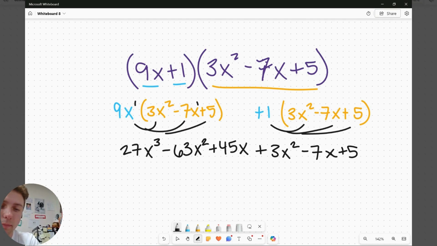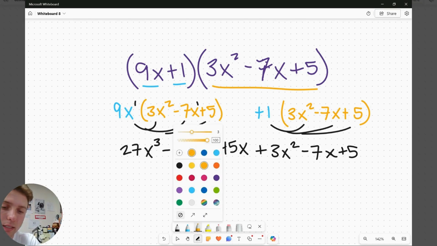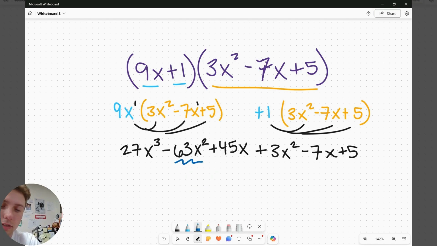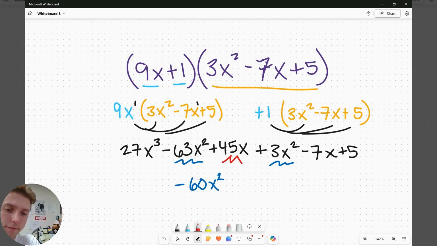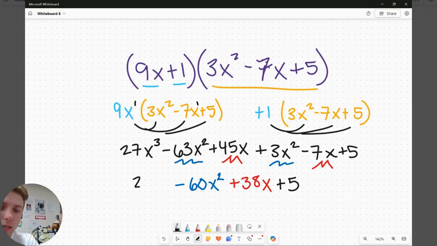Once we've done that, we still need to combine our like terms, so anything that is the same combines together. So I see negative 63x squared and 3x squared. Negative 63 plus 3 would give me negative 60. This is x squared, though, that we were combining, so it stays x squared. I also notice 45x and negative 7x. I could combine those. 45 minus 7 is positive 38. Bring the variable with. Anything you did not use gets dropped down with it, giving me my final answer.